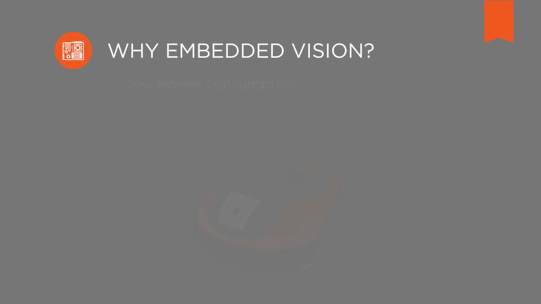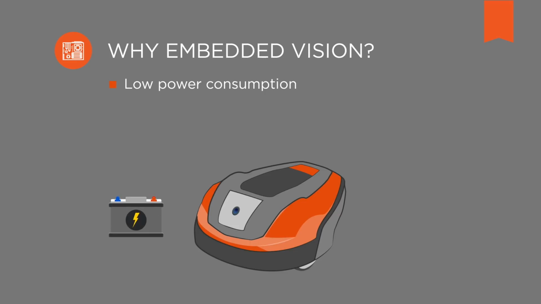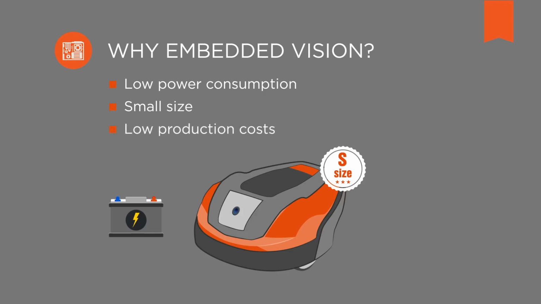Why? The mower's power supply comes from batteries. The power consumption of the system must be as low as possible. We want the mower to be small, so we have space constraints which do not allow integrating a relatively big PC. We want to sell the mower in high numbers. Low production costs are essential. So how can we realize the setup for our mower?